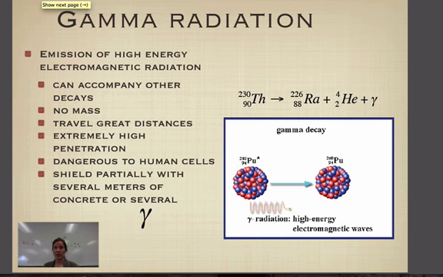An example equation where gamma radiation is used is over on the right. In the process of making thorium into radium, you emit an alpha particle, but there's also gamma radiation emitted from the nucleus.